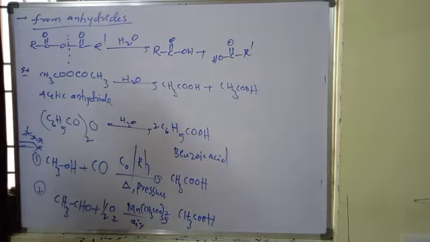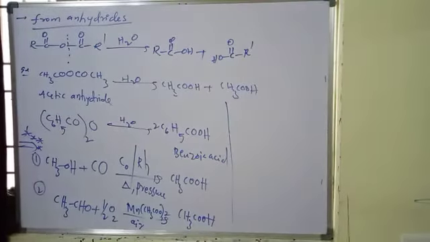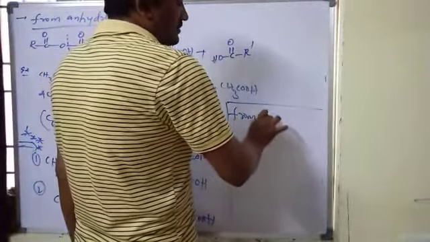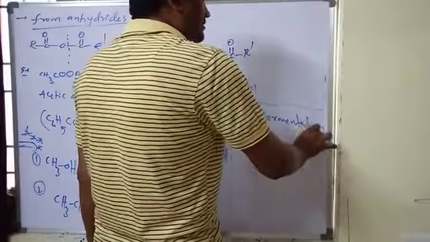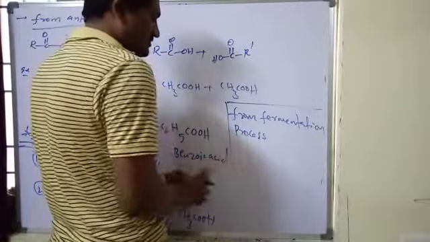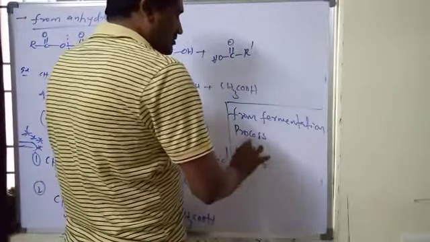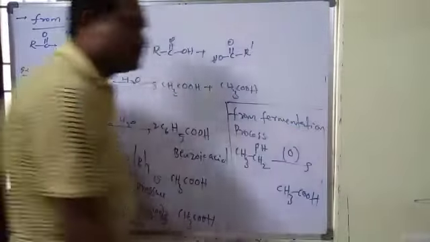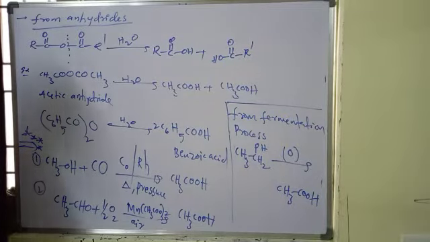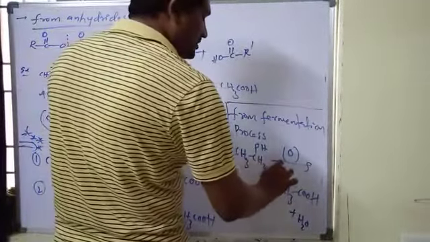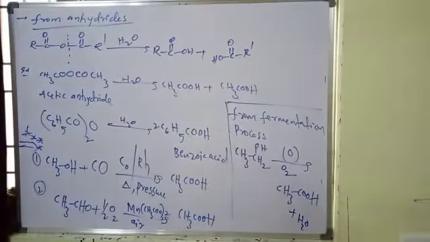Also it is prepared from ethanol by the vinegar, fermentation process. Ethanol upon oxidation gives acetic acid plus water. Oxidation means we should pass oxygen gas. So these are the preparative methods.